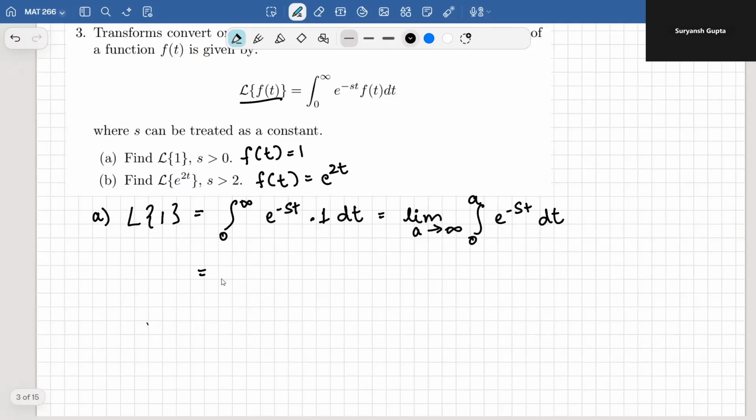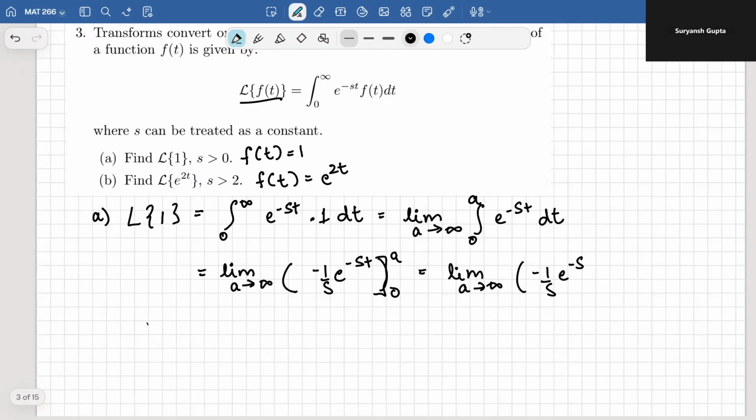Upon taking the integral of the function, I get the limit as a tends to infinity of minus 1 by s e to the power minus st, and its bounds are from 0 to a. So I will plug in my bounds and essentially get the limit as a tends to infinity of minus 1 by s e to the power minus sa, minus of minus 1 by s e to the power minus s times 0, because my lower bound is 0.